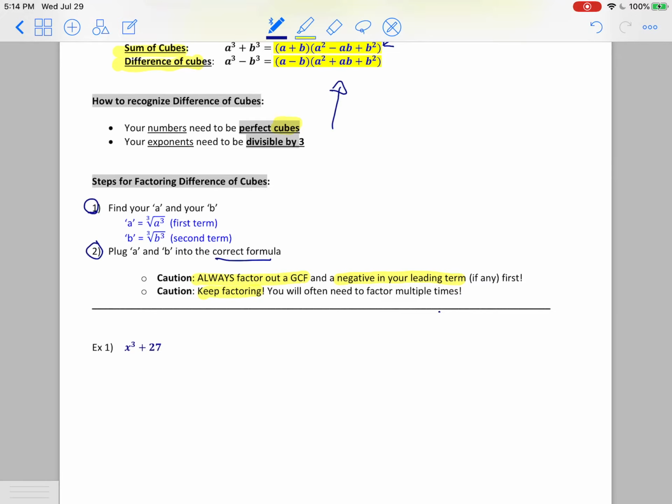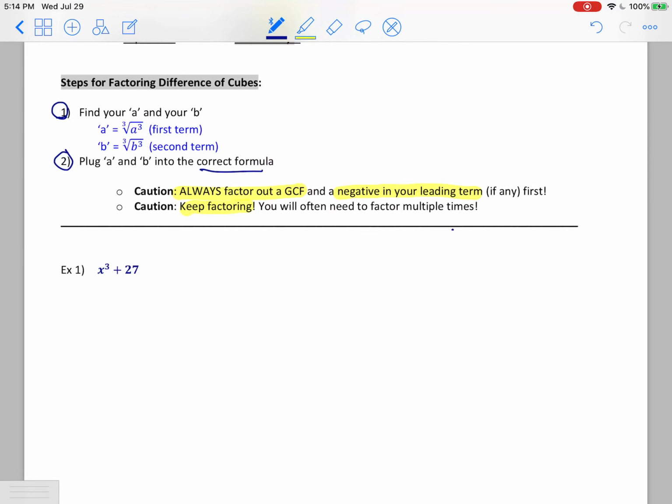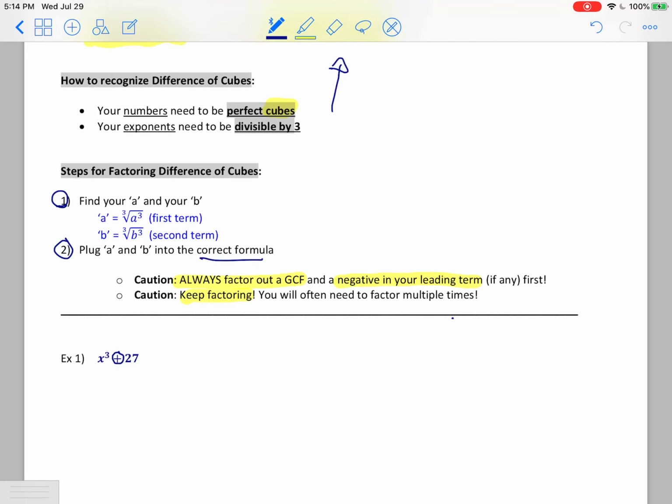All right. Our second step here. Let's look at an example. Example number 1, we've got x cubed plus 27. We need to identify whether this is truly a difference of cubes or a sum of cubes. In this case, we can see we have an addition sign, so this is a sum of cubes, at least we're hoping. So let's check it out.